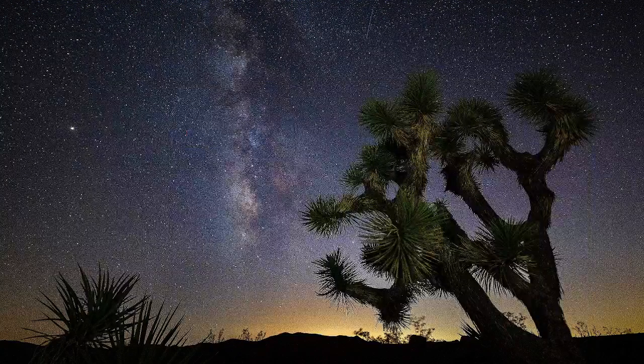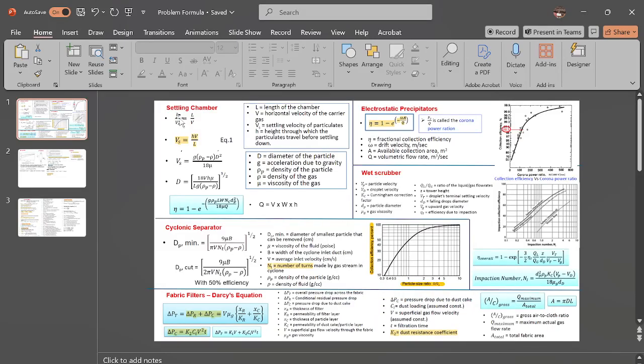I will show you the formula sheet again. Here you can see we have made the settling velocity and the horizontal flow velocity equal. What is velocity? Distance by time. For horizontal velocity, the distance is L and the time is t. For settling velocity, the distance is height H and the time is t. If we equate the t, H by v_s is equal to L by v_h. This is the formula we have come up with.